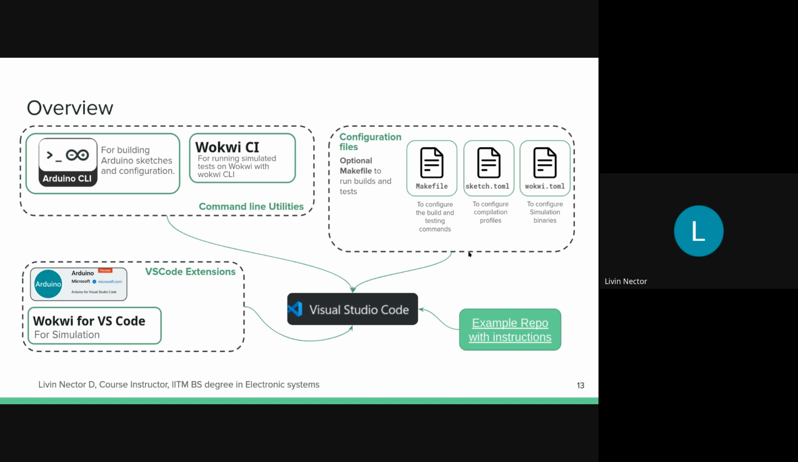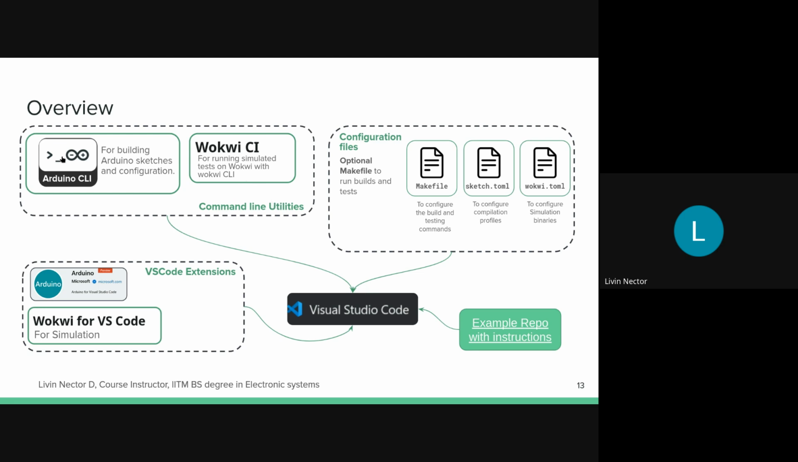Right. So these are the steps to set up a local setup for this, so that the code lives in your systems with this VS Code extension. For that, you need to install these two command line utilities. One is the Arduino CLI, which is available on the website, and the Wokwi CLI if you want to run simulated tests. Other than that, Wokwi CLI is not needed.